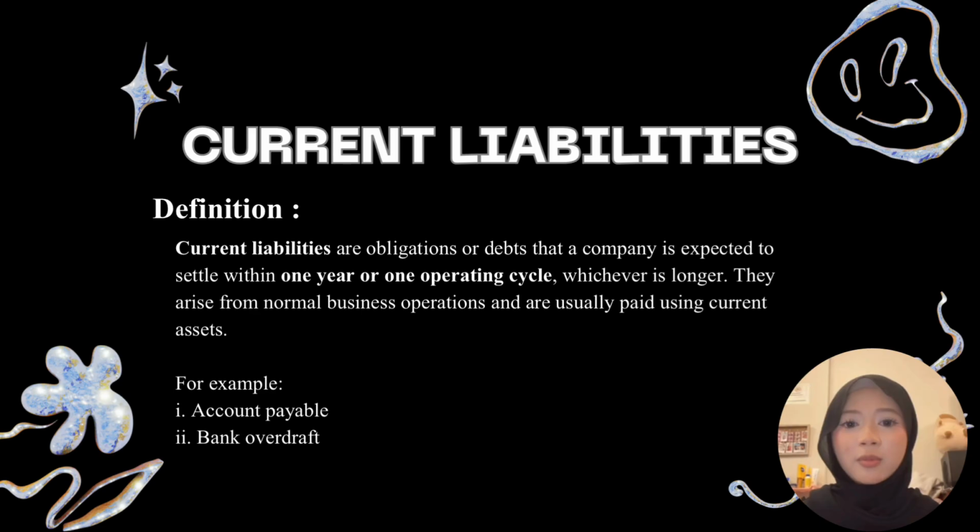Today, I will explain about current liabilities. Current liabilities are obligations or debts that a company is expected to settle within 1 year or one operating cycle, whichever is longer. These liabilities arise from the company's normal business operations and are usually paid using current assets such as cash or accounts receivable. Some common examples of current liabilities are accounts payable and bank overdraft, which I will explain in the next slide.